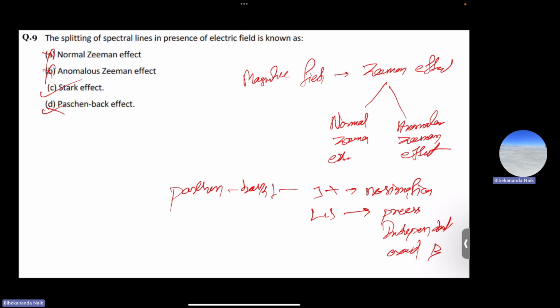So the correct option is Stark effect. This is correct. There are also two types: one is linear Stark effect, and another is quadratic Stark effect. So I hope this is clear to you. So the correct option will be Stark effect.